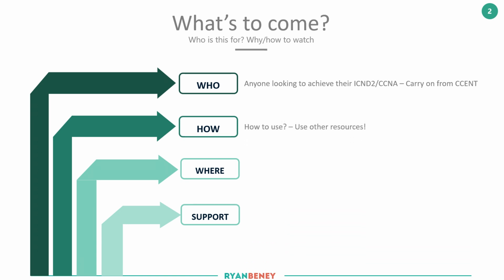So how to use the course? Pretty straightforward. It's just like the CCENT, it's going to be a mixture of videos. I don't know how many videos that will be because I plan them as I go, but hopefully it's going to be a lot less than the CCENT because, like I said already, some of the topics will overlap.